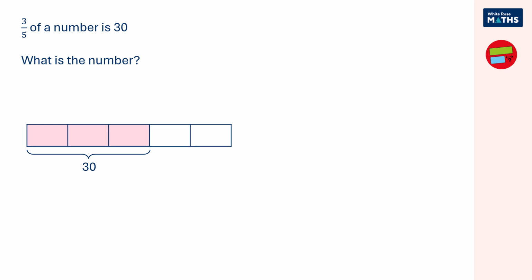3/5 of a number is 30. What is the number? Again, this is going to be the pictorial key. So we divide by the numerator, then we multiply by the denominator. So 30 divided by 3 makes 10. 10 times 5, guys, we get 50.